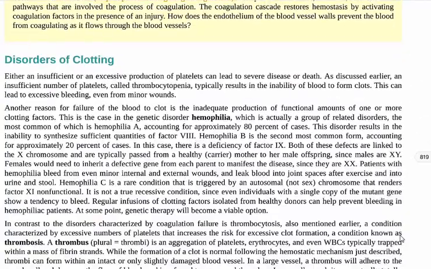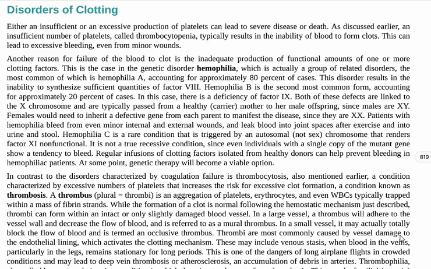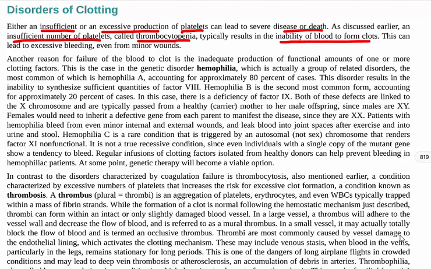All right, so now let's take a moment to look at some of the disorders of clotting. Either an insufficient or an excessive production of platelets can lead to severe disease or death. So if we don't have enough, or if we have too many, as discussed earlier, an insufficient number of platelets called thrombocytopenia typically results in the inability of blood to form clots. So if we don't have enough platelets, then we are unable to form clots. And then this can lead to excessive bleeding, even from minor wounds. So even a small cut could pose a serious threat.